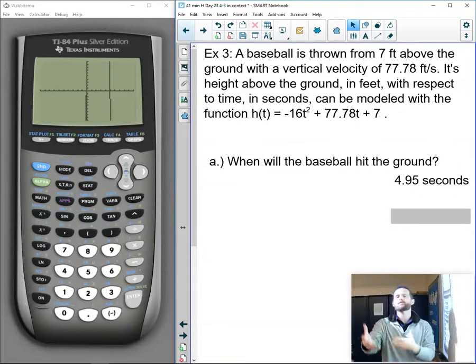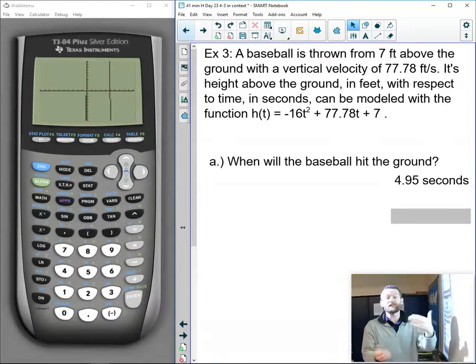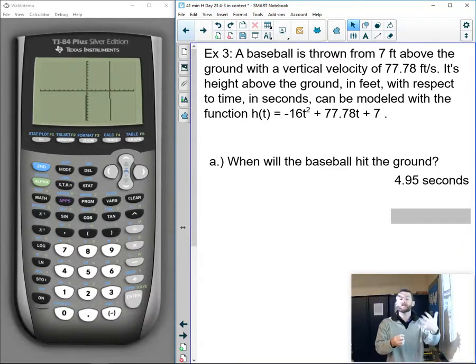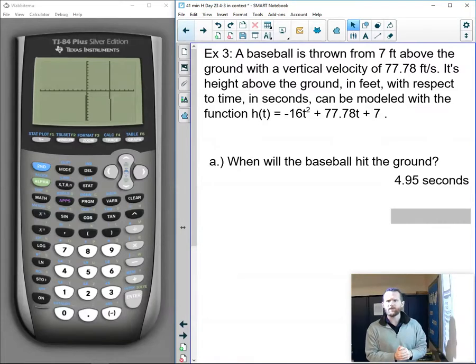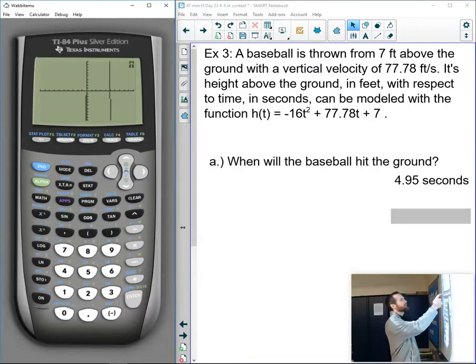That way you can jump to the part of the video that you need, if you need to see me find any of those answers. All right, so when will the baseball hit the ground? We're looking for a real root there, because that's how projectile motion works. When it's hitting the ground, that's a real root. It's hitting the x-axis. So I'm going to hit second, calculate, zero.